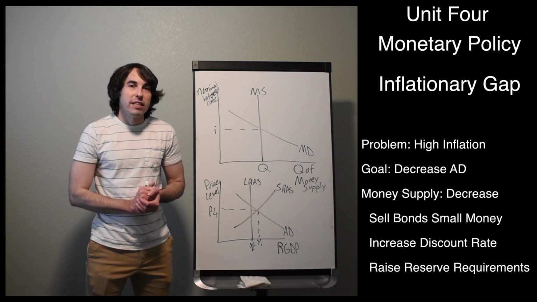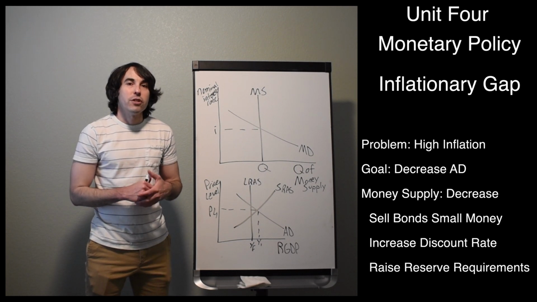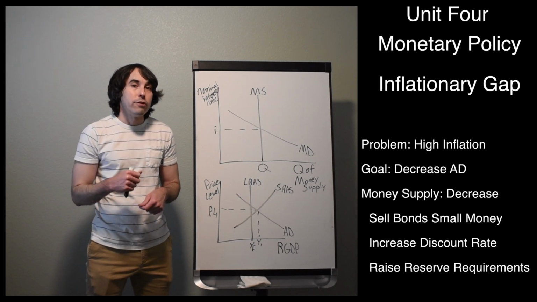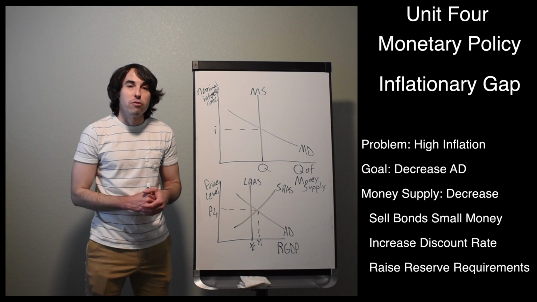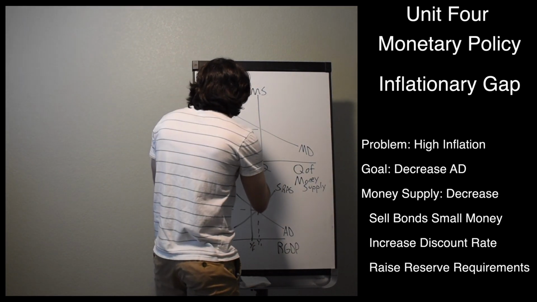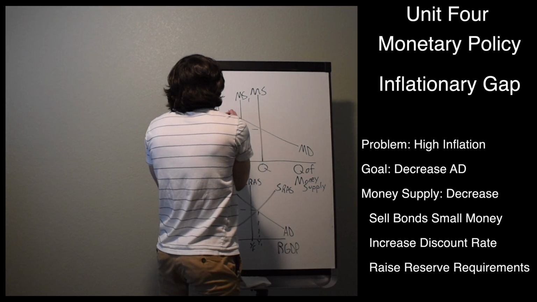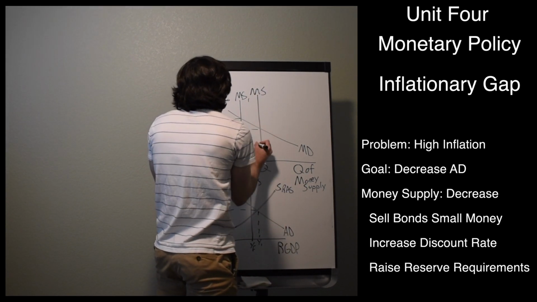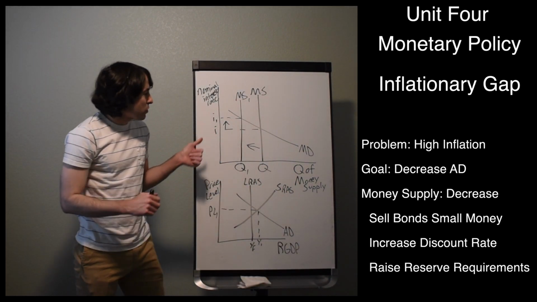Finally, they could also increase the reserve requirement ratio. If they increase the reserve requirement ratio, now banks have to hold on to a greater percentage of money in people's checking accounts and can't make out as many loans as they could before. So all of those things will cause the money supply curve to shift to the left. We'll have a decrease in the money supply, and the nominal interest rate goes up.